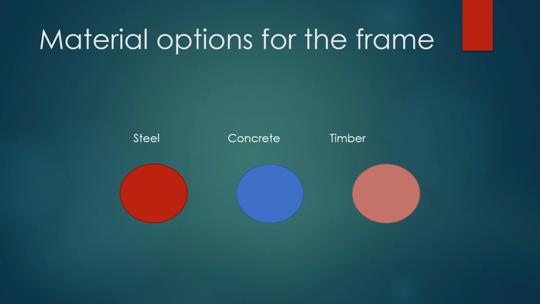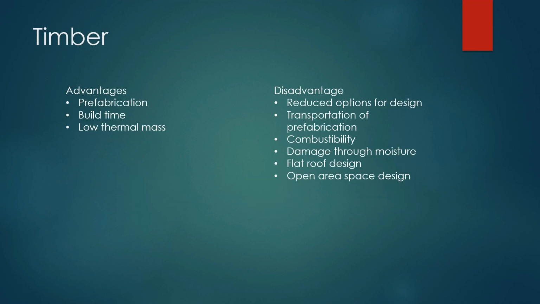Throughout this presentation, I will be presenting to you material options for the frame being steel, concrete and timber. Firstly, I will be talking about timber frame construction. As you can see, there are a lot more disadvantages compared to advantages in my opinion, especially when considering the 4-storey high-rise that we will be talking about in this presentation.